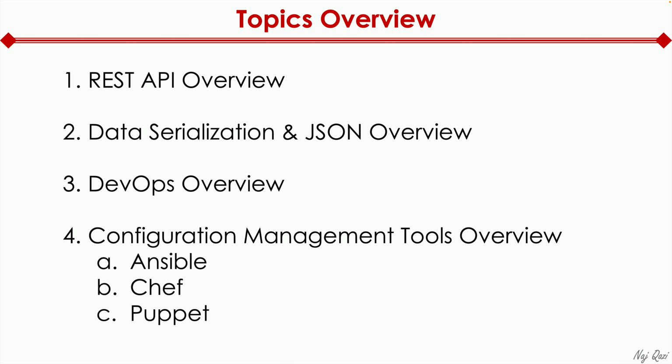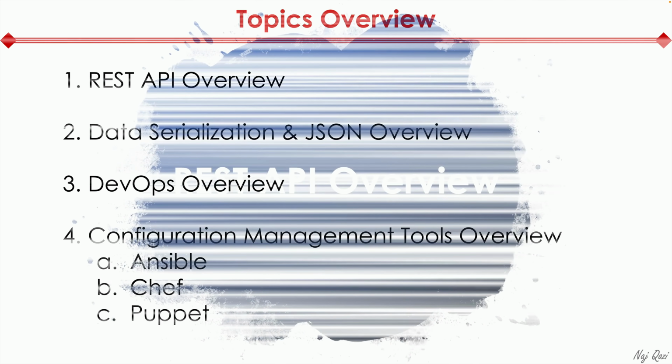Welcome to CCNA 200-301 course. Today is the final video of the CCNA series. I'm very excited about that. Section 6, Part 2. Today's session is a deep dive in network automation. Here are the topics I plan on covering today. First, REST API overview. Second, data serialization and JSON overview. Third, DevOps overview. Finally, I'll wrap it up with an overview of configuration management tools such as Ansible, Chef, and Puppet. Let's go. First, let me start off with a REST API overview.